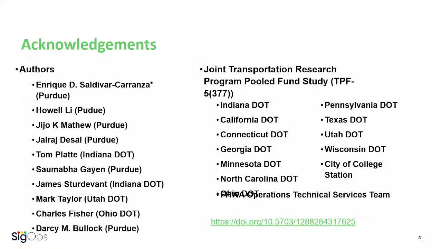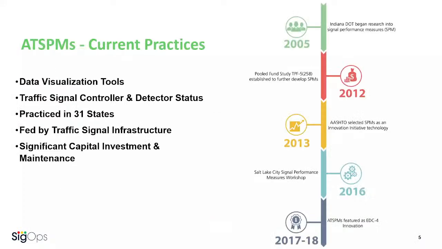Apologies, the formatting didn't come through perfectly, apparently, but I wanted to make sure this is very much a summary of that pooled fund study report that just came out on the 6th. And so I wanted to make sure to recognize all of the authors on that study, as well as the other agencies who contributed to that pooled fund study. You'll see some familiar names if you're familiar with ATSPM as far as the agencies. And Jairaj is one of the authors. If you have questions, I'm sure Jairaj will take them.